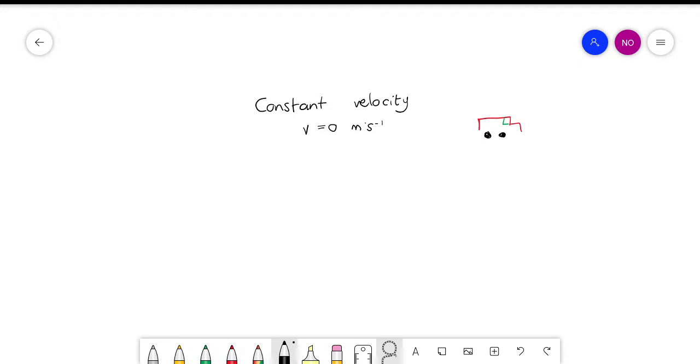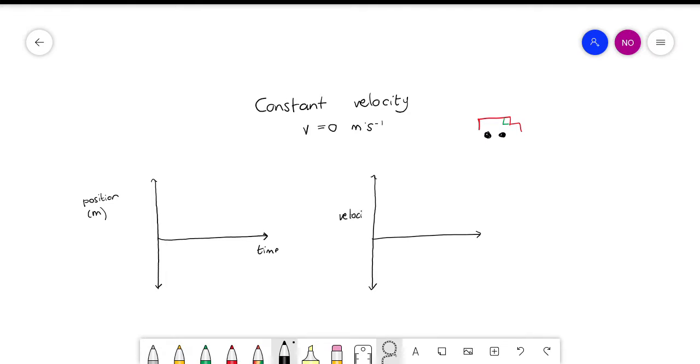So if I look at my 3 different graphs, we have a position time graph. Position is in meters. We have a velocity time graph. And this is in meters per second. And we have an acceleration time graph.